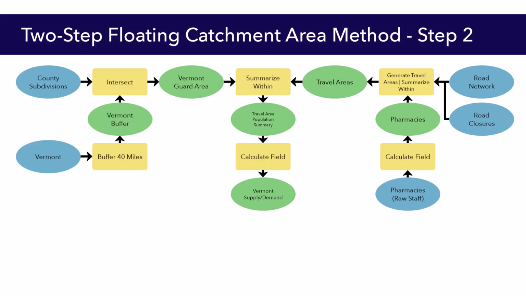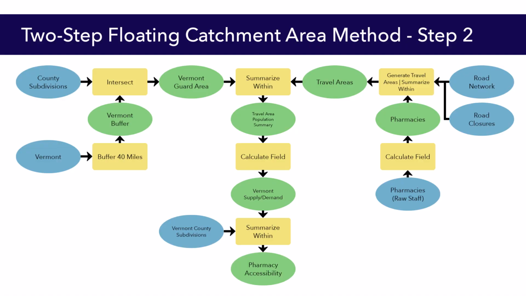We then take our analysis a step further and finish the two-step floating catchment method by summarizing the pharmacy-specific supply-demand ratios at the county subdivision level. This shows us how pharmacy accessibility and staffing resources are distributed across different areas in Vermont. We can also capture urban and rural areas by leveraging geographic data that identifies different sized towns and cities in the states.